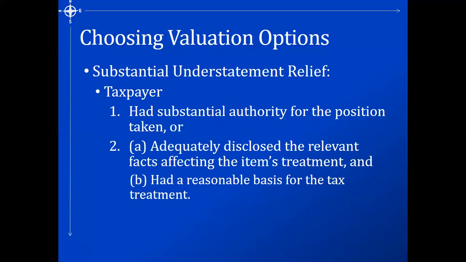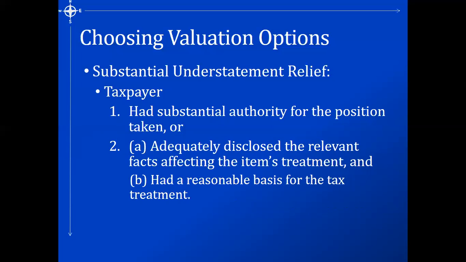So the understatement happens if the taxpayer did not have substantial authority for the position that they took on the tax return, or they did not adequately disclose the relevant facts affecting the item's treatment, and had no reasonable basis for the tax treatment.